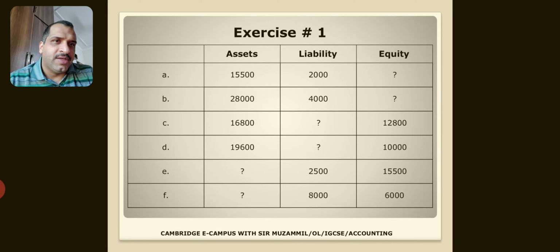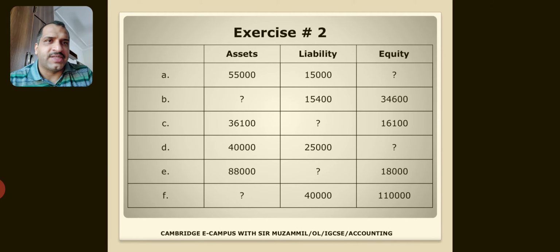E part: here liability and equity are given but asset is missing. So asset would be 15,500 plus 2,500, so it would be 18,000. F part: same, liability and equity are given, asset is missing. So asset would be liability plus equity. So it means if any one item is missing in the accounting equation, you can easily find it.